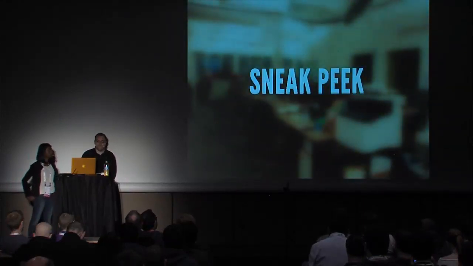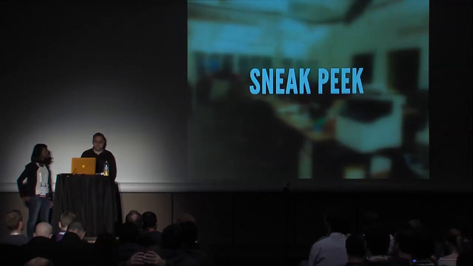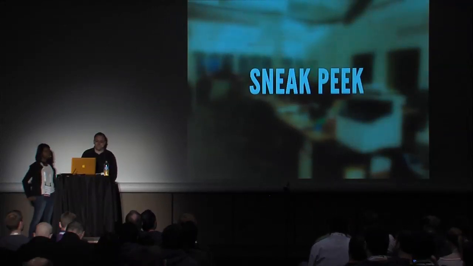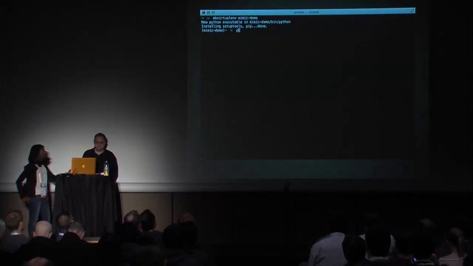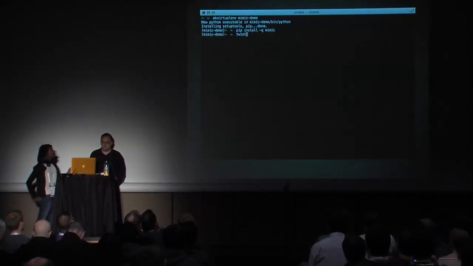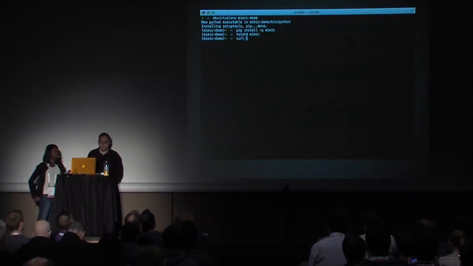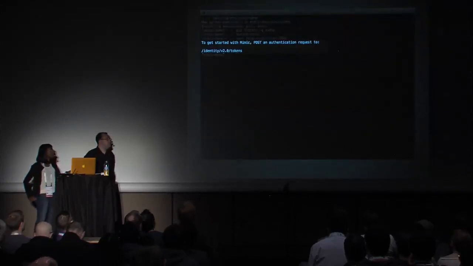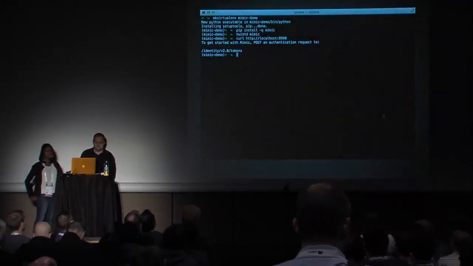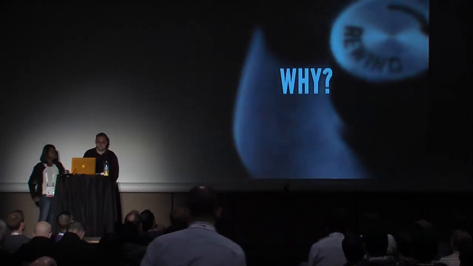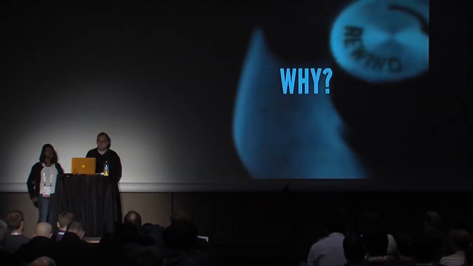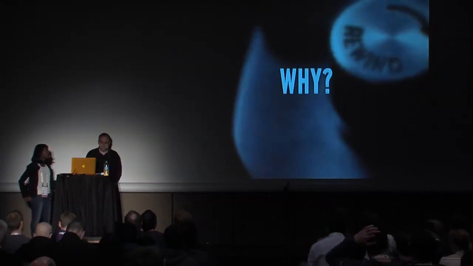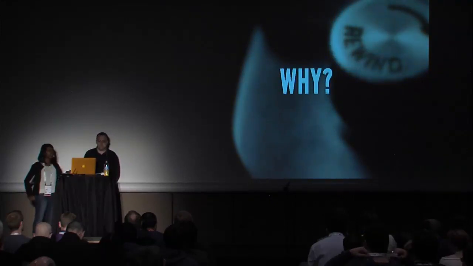So before we even begin to dive into the details, let's take a quick sneak peek at what Mimic does and how easy it is to get started with it. So in a virtual env, we pip install Mimic, run Mimic, and hit the endpoint. And Mimic returns the authentication endpoint to be able to authenticate and get the service catalog of all the services that Mimic implements. While today Mimic is for general purpose testing, it was originally created for Rackspace Autoscale. So let's talk about that and see why we needed Mimic.